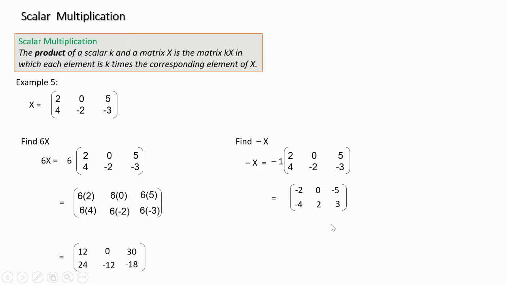Again, the observation: when you have just a plain negative in front of the matrix, the signs of every element inside the matrix switch. You see it went from positive to negative. The 0 stays at 0. Positive 5 goes to negative 5. Positive 4 goes to negative 4. Negative 2 goes to 2. And negative 3 goes to positive 3. This is only when you have a negative or a negative 1. If you have a negative 2, then you have to multiply the negative 2 times every element inside the matrix.